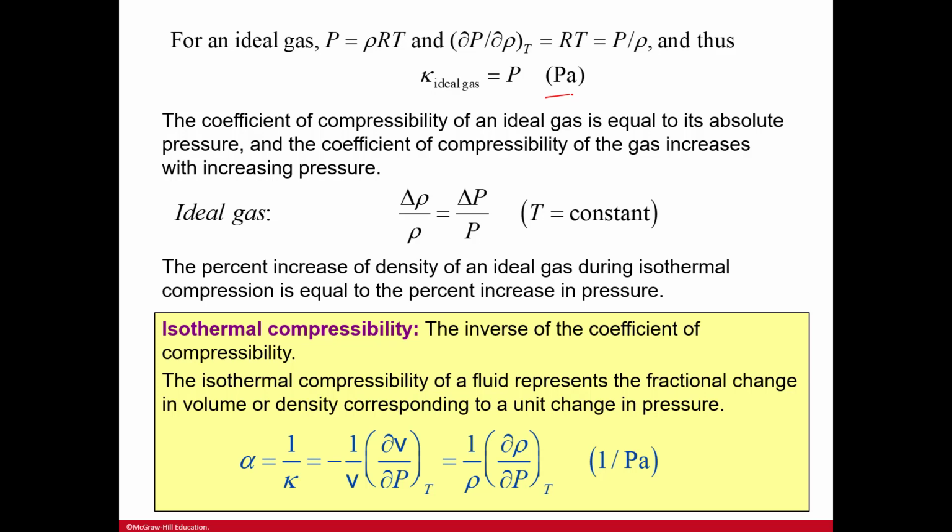Here it's telling you that the percent increase of the density of an ideal gas during an isothermal compression, which means temperature is constant, is equal to the percent increase in the pressure. Isothermal compressibility is the inverse of the coefficient of compressibility. So you have K, and then you have 1 over K for isothermal compressibility. The isothermal compressibility of a fluid represents the fractional change in volume or density corresponding to a unit change in pressure.